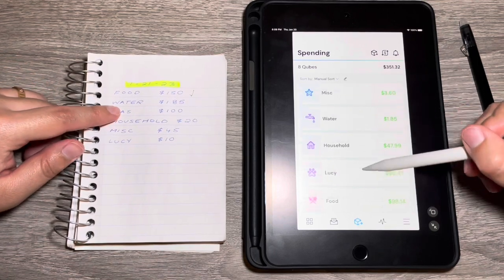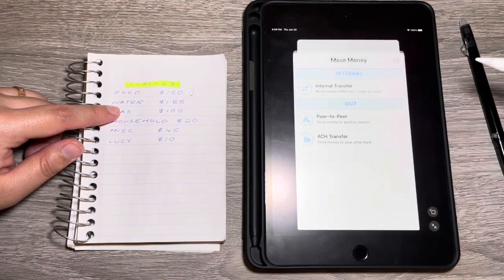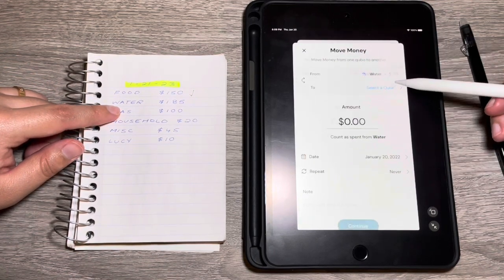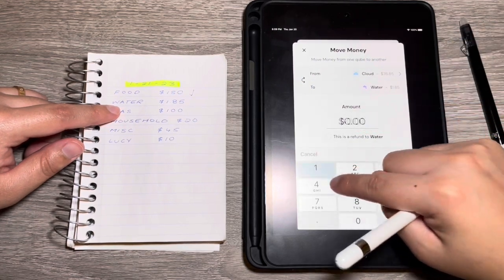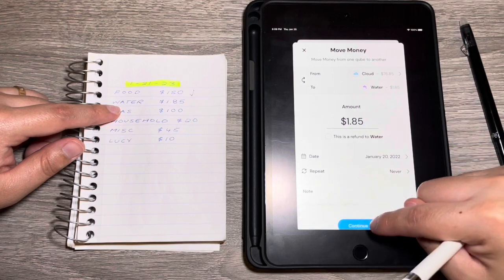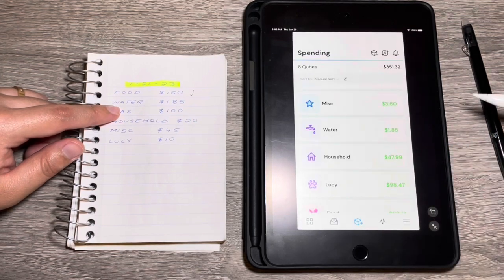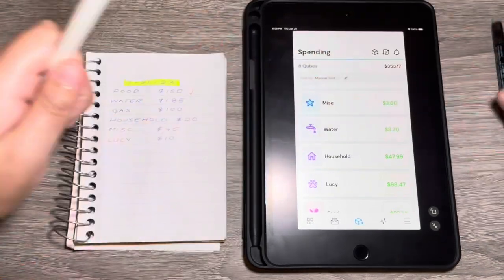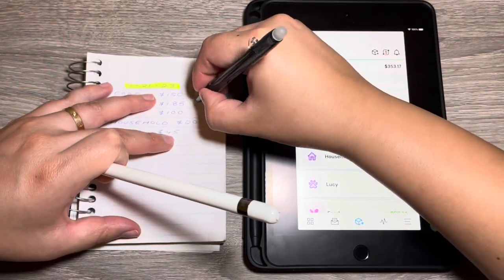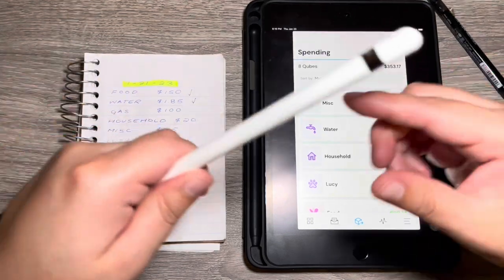Next thing up is water. We're gonna move money. We're moving from cloud to water. $1.85. So now water has $3.70. And that's enough to fill up both of our 5-gallon jugs in the kitchen.